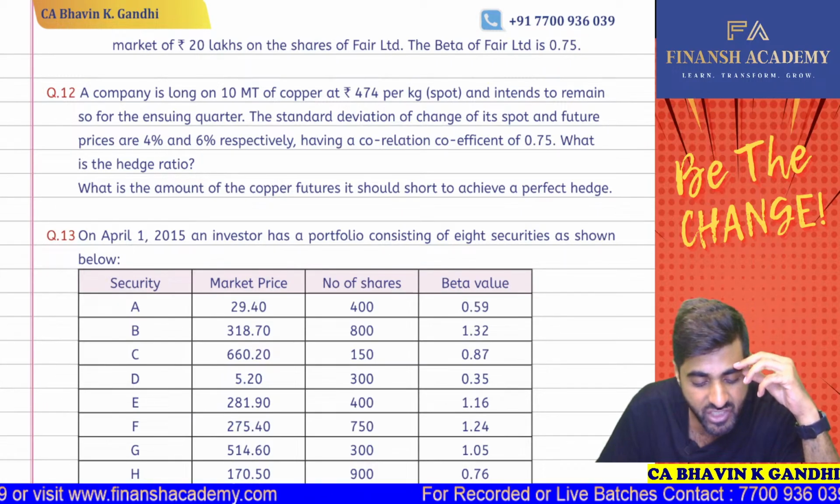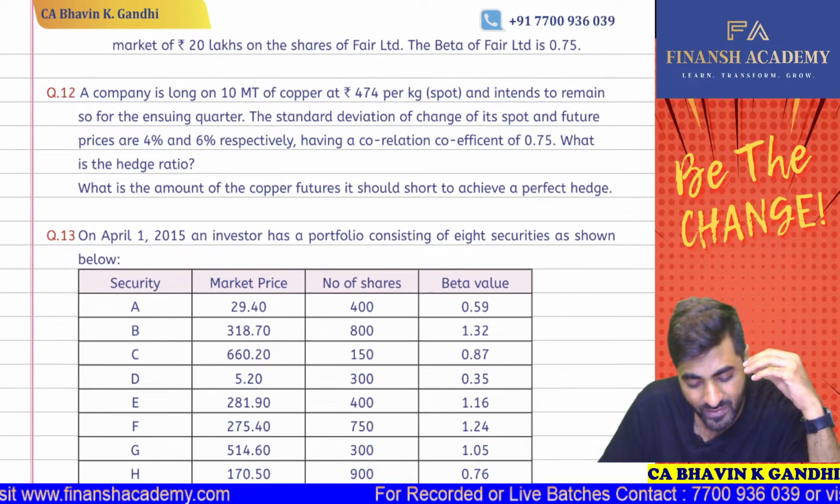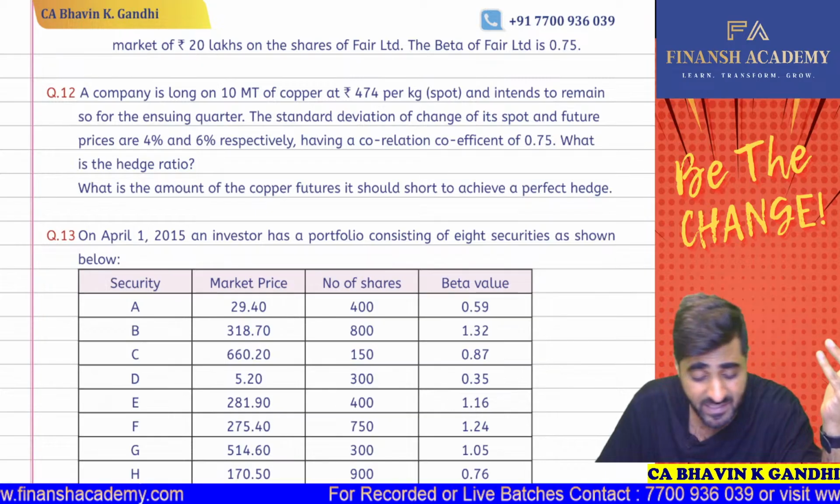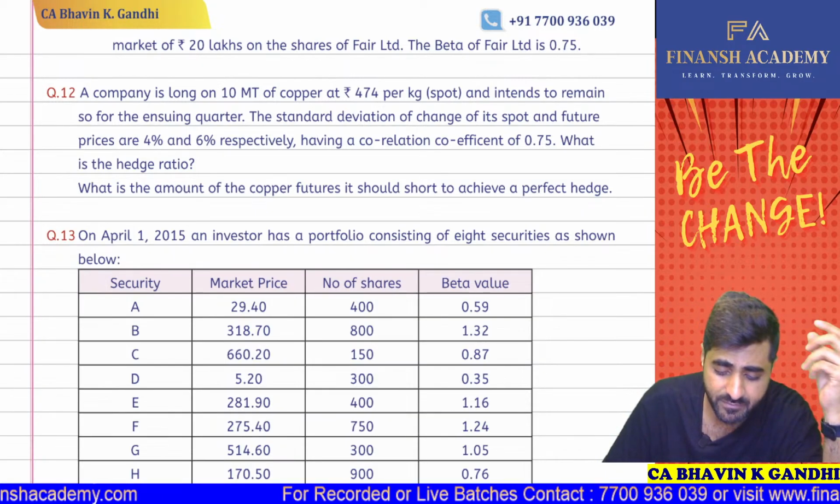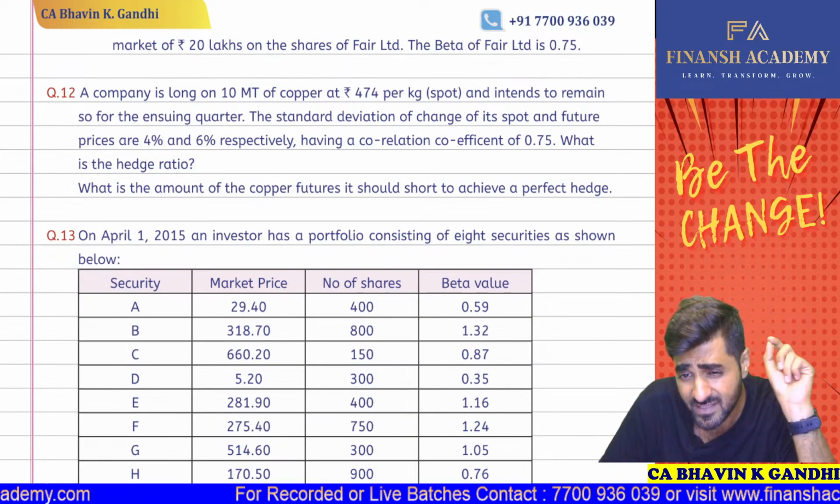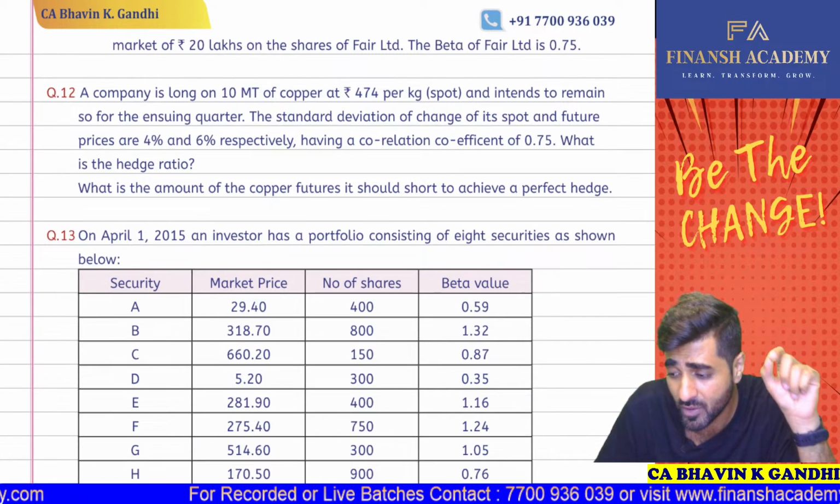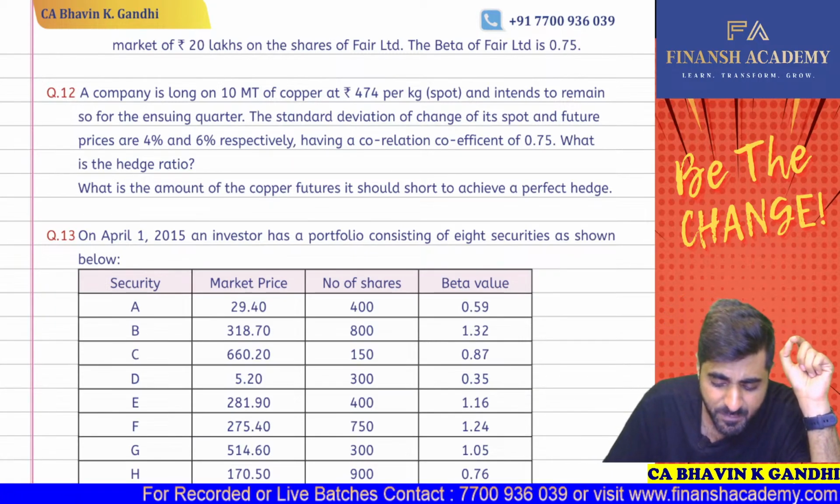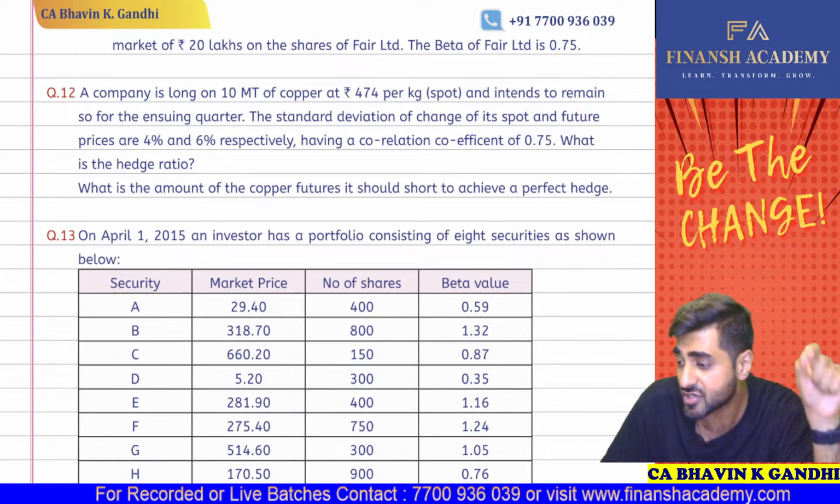The standard deviation of the change in spot and the change in futures is given to you as 6% and 4% respectively, with a correlation coefficient of 0.75. Now, in this particular case, what is the hedge ratio?